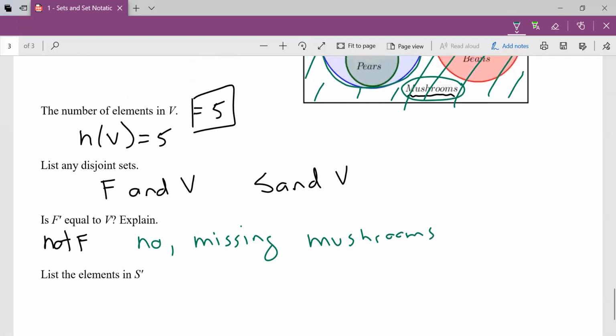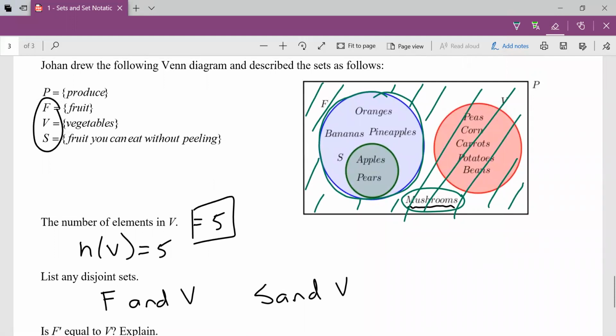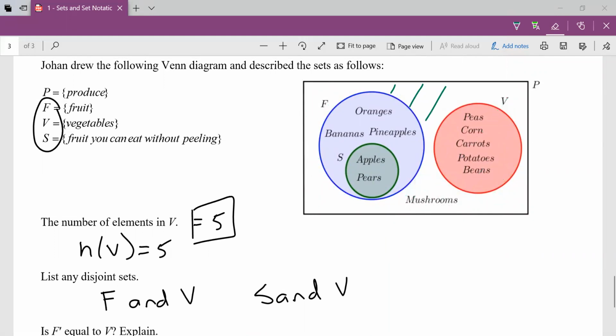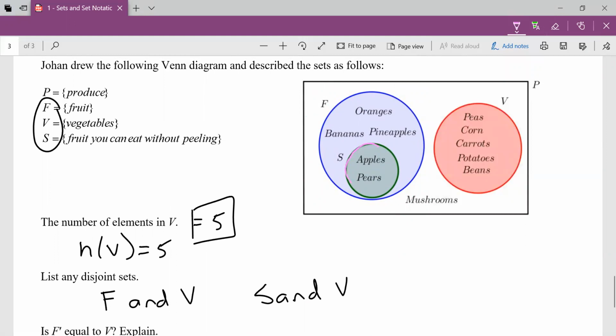List the elements in S prime. Okay, S prime, or not S. What's not S? Again, what I'm going to do is maybe go to hot pink here. Here's S, everything in this circle. So not S would be everything in the shaded region. So I would list out all of those elements.